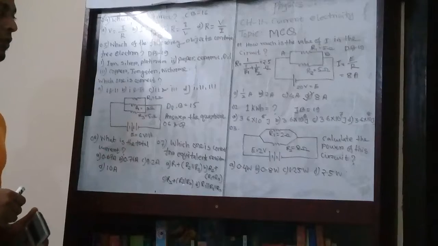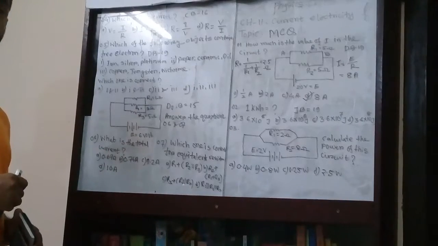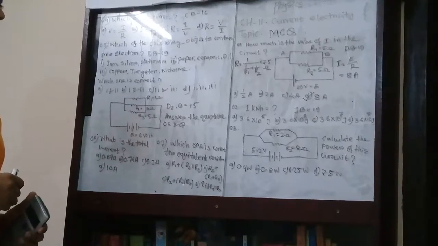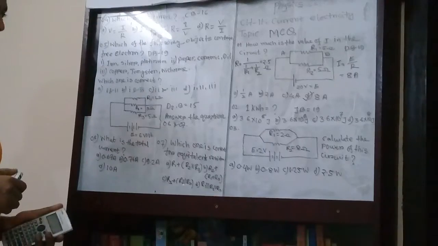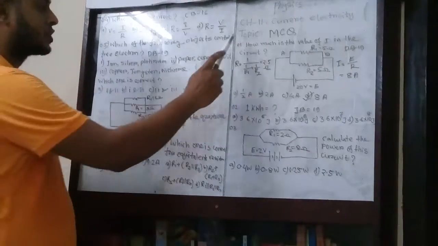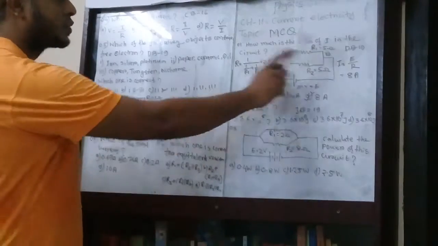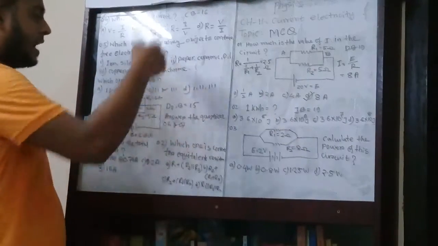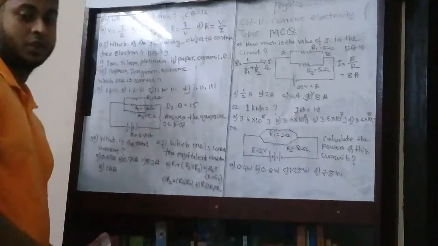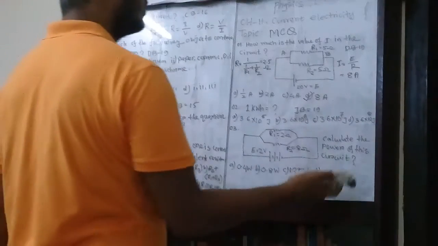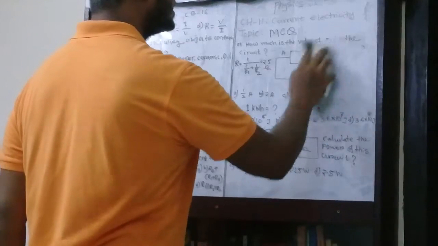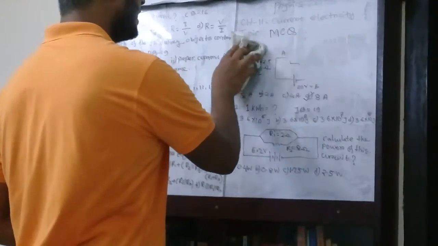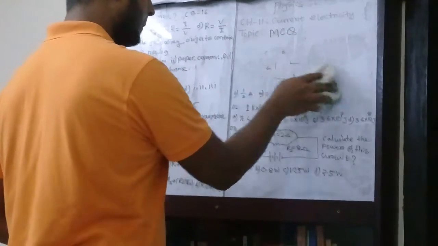For the second question, question number 2: 1 kilowatt hour will equal how much joule? I repeat, 1 kilowatt hour will equal how much joule? Boys and girls, I already solved question number 1, so I have to erase it so that I can use this space to give you the solution of the rest of the questions. For that target, I'm going to erase this space occupied by question number 1.